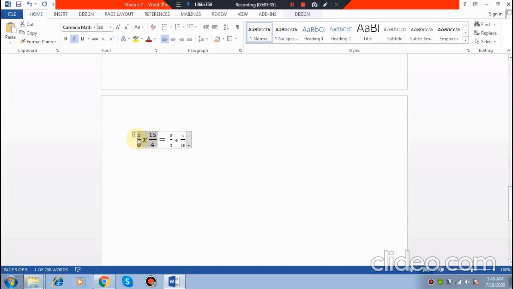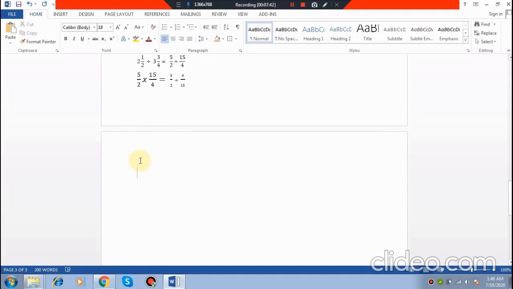I'm just going to copy this, Control C. Now we need to simplify our improper fractions. Sorry, I forgot to change this one. We already changed it. We said now that's the 4. I apologize for that mistake. Now this is a 15.